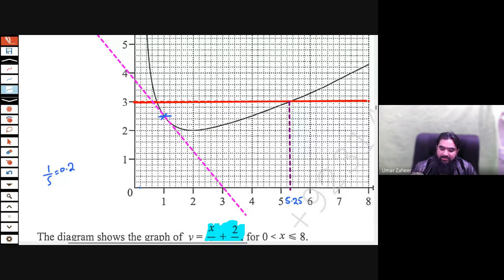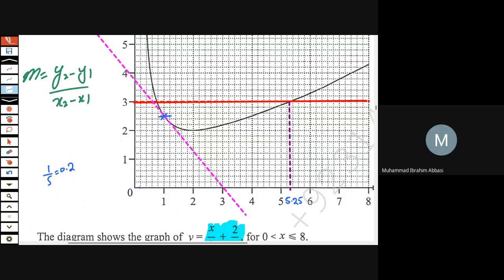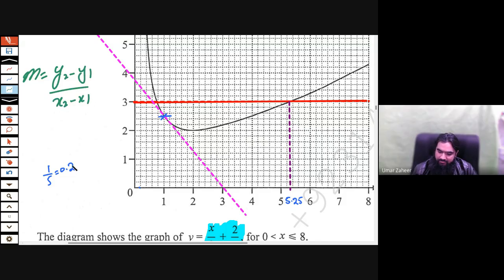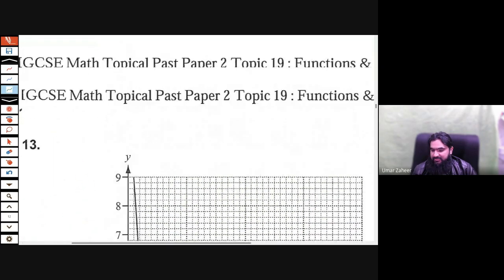Yes, can anyone tell me, go for the coordinate geometry, how we can find the gradient? y2 minus y1 divided by x2 minus x1. So you have to take any 2 points on the line. The one is already there, it is 1 comma 2.5, or you can substitute the point in the graph as well.